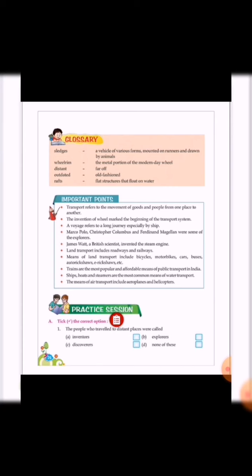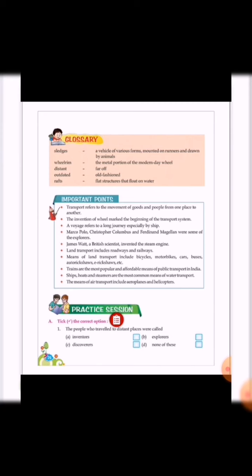See the first exercise, exercise A. Take the correct options. So the first one is: the people who travel to distant places are called. Four options are given here, and in my explanation and in your book as well, it's written that the people who travel to distant places were called explorers. So the correct answer is explorers.